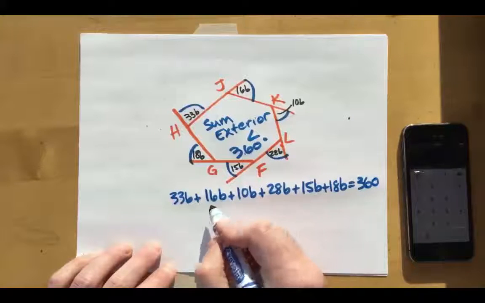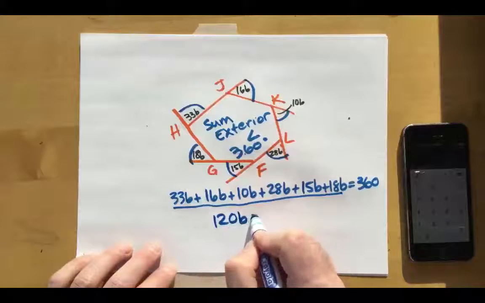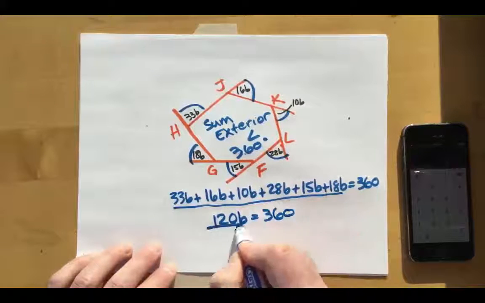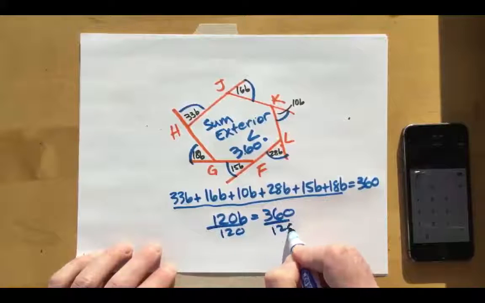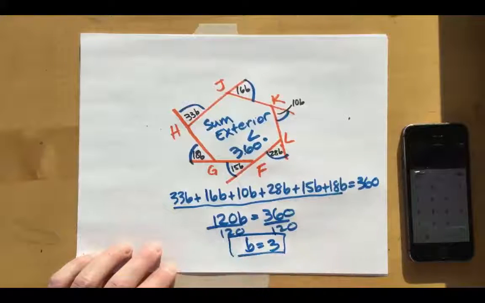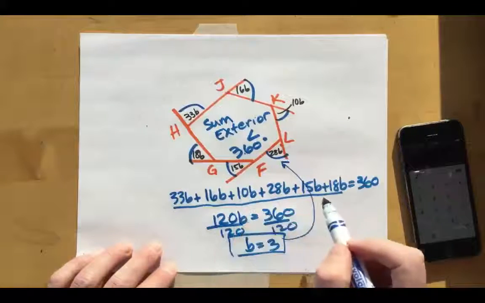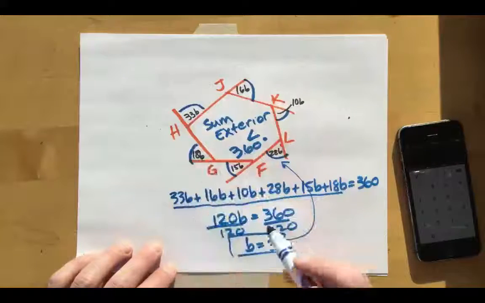Now we're going to combine our like terms. When we combine all these like terms, that comes to 120b is equal to 360. Divide both sides by 120, and my value for b is 3. Now I can take that value b and plug that back into my expressions for each one of these angles and find each angle measure at that exterior angle.